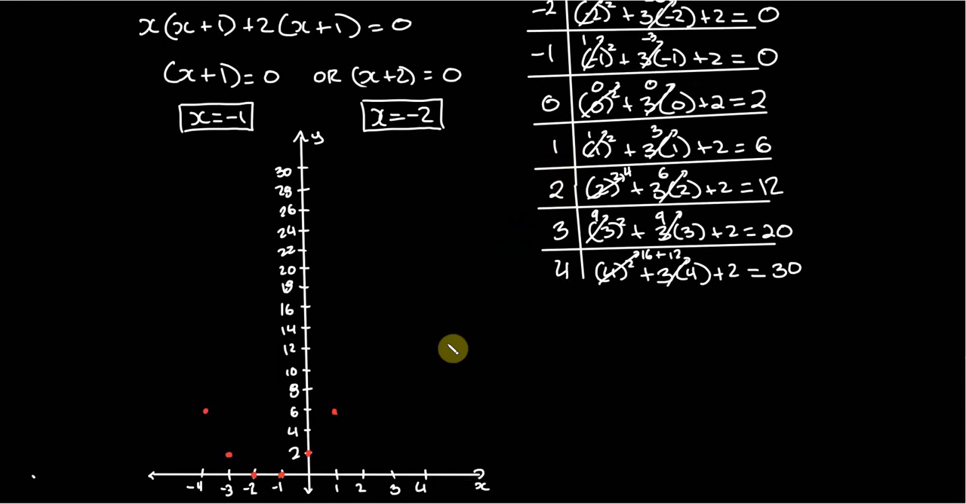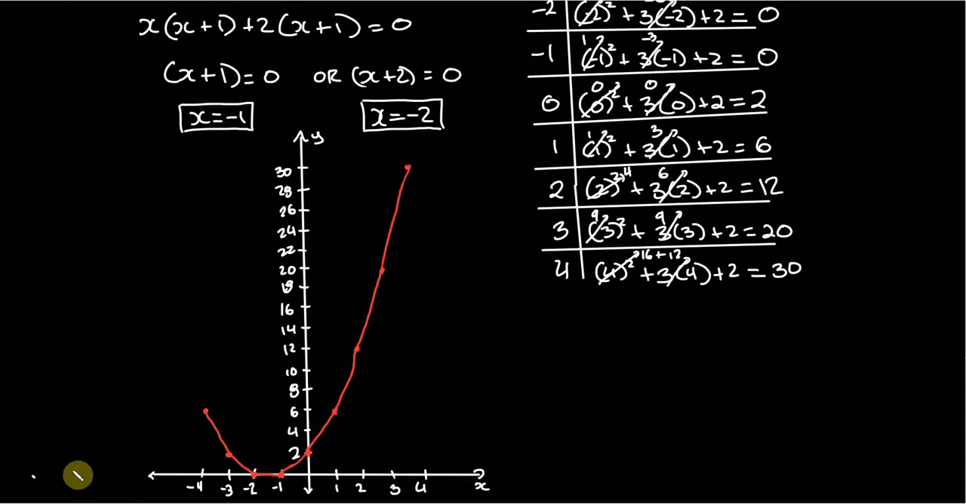So when x equals 2, y equals 12, so it's going to be all the way up here. When x equals 3, y equals 20, all the way up here. And when x equals 4, y equals 30, right up here. I'll try my best to draw this and connect these points. It's not the most neat, but it will have to do. It's going to look something like this.